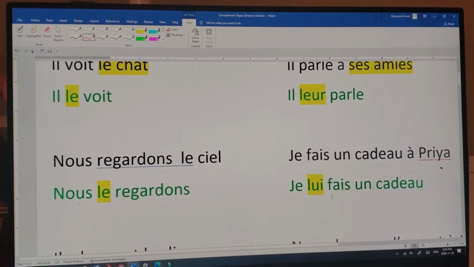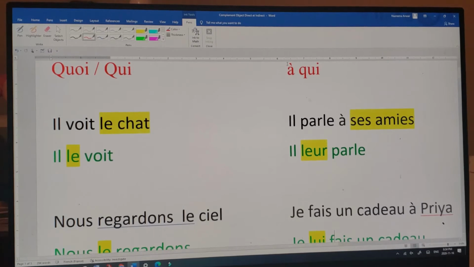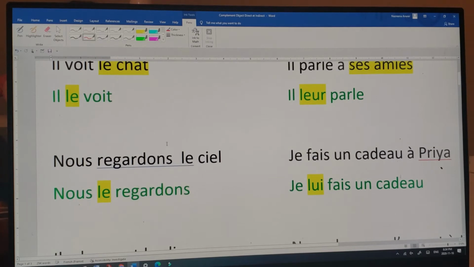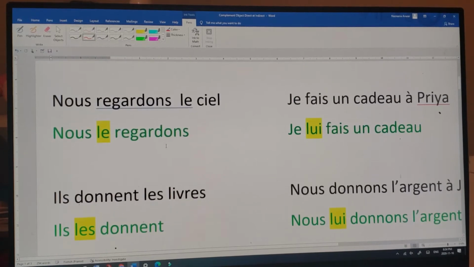So, remember, whenever the interrogative uses a preposition, like "à qui", "de quoi", it's an example of an indirect object. And anything which uses what or who, not to whom, just what or who without a preposition, it's an example of a direct object. So I've given a couple more examples just to demonstrate.